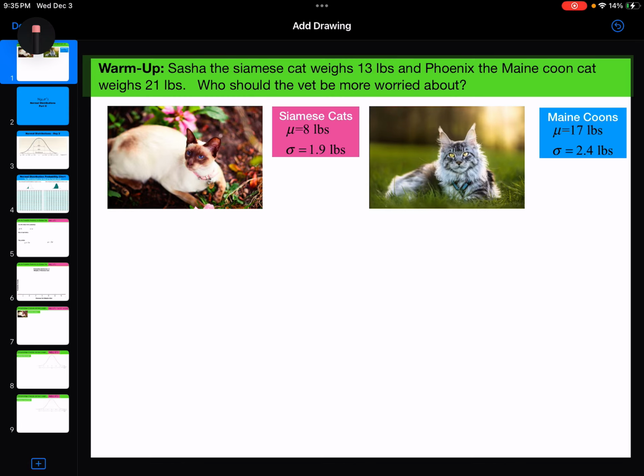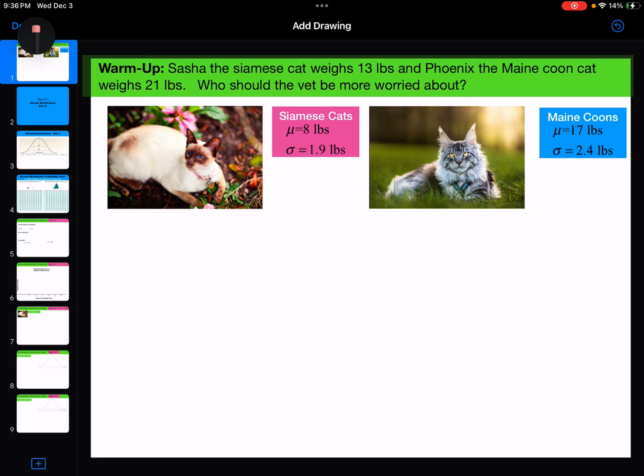All right, so for our warm-up today, we're going to take a look at two different cats. One is a Siamese cat named Sasha that weighs 13 pounds, and one is a Maine Coon cat named Phoenix who weighs 21 pounds. And so the question overall is who should the vet be more worried about? Who is more atypical to their particular species?